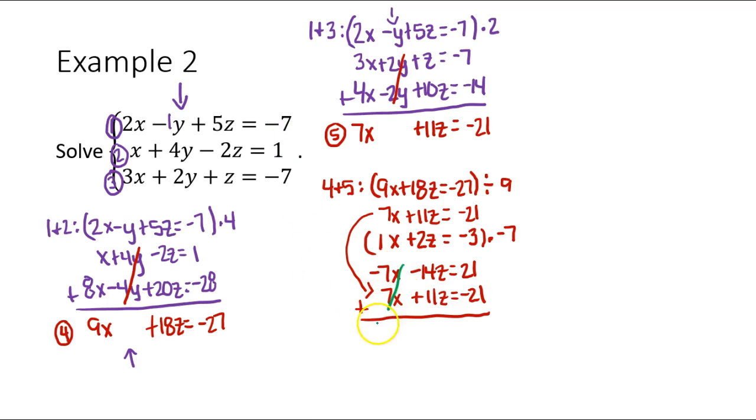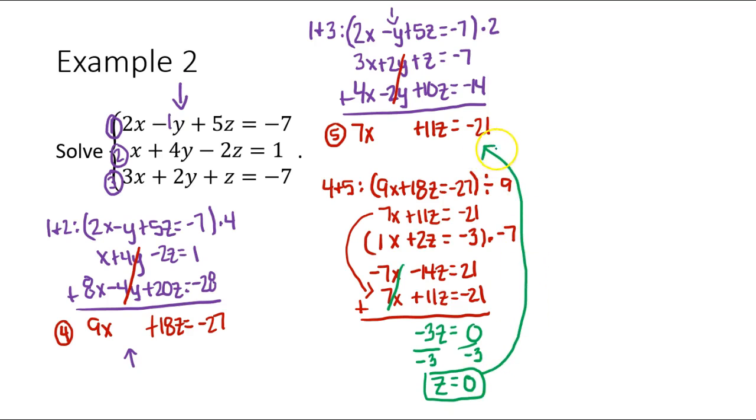The x's are going to cancel. We wanted that. Negative 14 plus 11 is going to give me negative 3z's. And 21 minus 21 is going to give me 0. So now I have an equation where I can solve for z. Let's divide both sides by negative 3. We find out that z is actually equal to 0. This solution I will take and plug back into either this equation here or this one right here, because by plugging it into one of those, I'll be able to figure out what x was really equal to.